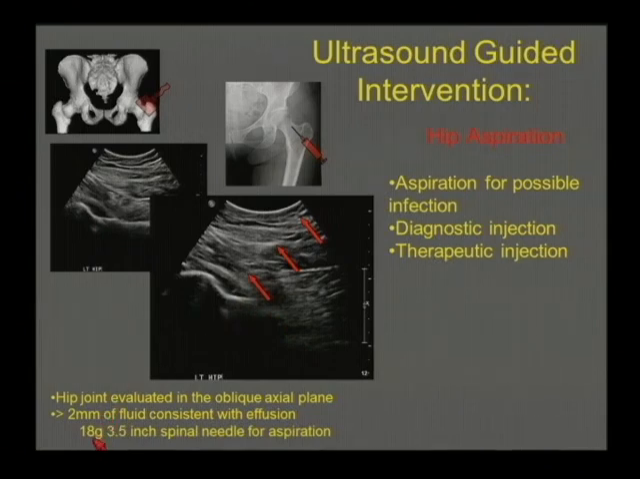In cases where we're going for infection, we'll use a large gauge needle, as the contents of the joint may be thick and difficult to aspirate with a smaller gauge. So we'll use 18 gauge if there's any concern for infection.